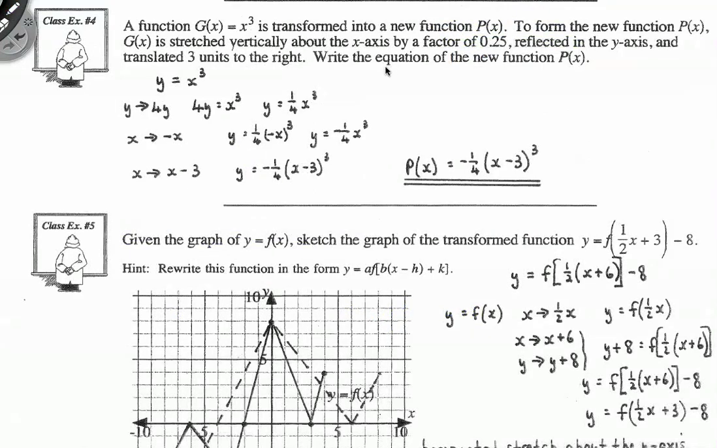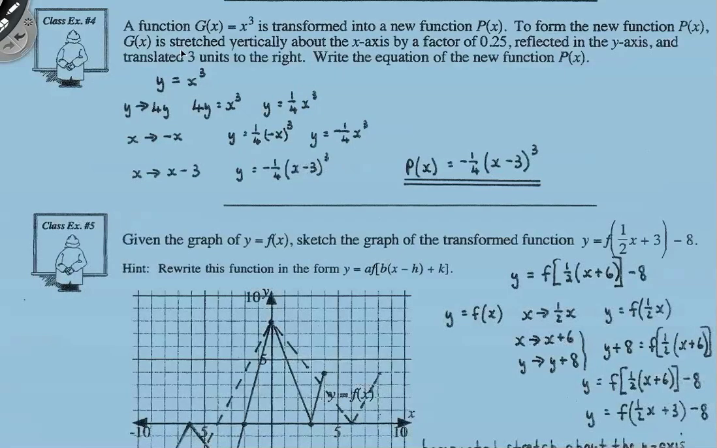Okay, I'm just going to quickly go through the last 3 examples because I'm sure you're getting the hang of this. Example 4, function g of x equals x cubed, and it's transformed to a new function called p of x. To form this new function, g of x is stretched vertically.